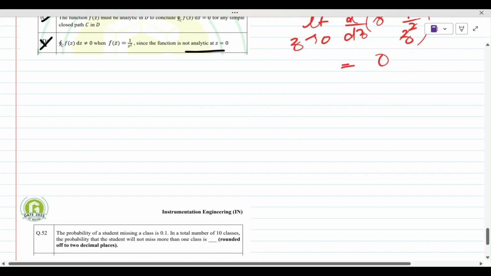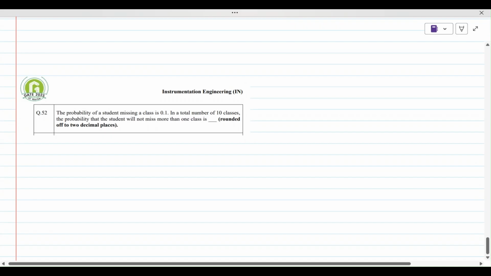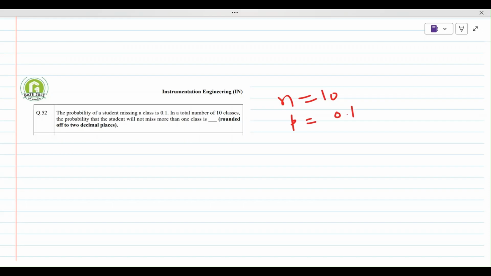Now the last question that we are going to discuss is: the probability of a student missing a class is 0.1 in a total number of 10 classes. So the total number of classes is 10. To miss a class, the probability of success is 0.1, so its failure is 0.9. We have to find the probability that the student will not miss more than one class. It means he misses 0 classes, or at most 1 class, minimum 0 or 1, that's all.